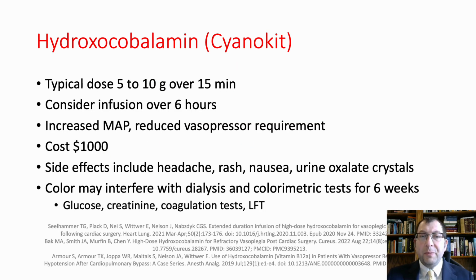Another adjunct in the treatment of vasoplegic syndrome is hydroxycobalamin. It's used primarily in cyanide poisoning. It scavenges nitric oxide and inhibits the action of hydrogen sulfide. The typical dose for vasoplegic syndrome is 5 to 10 grams over 15 minutes. It's been shown to increase mean arterial pressure and reduce vasopressor requirements in several studies.